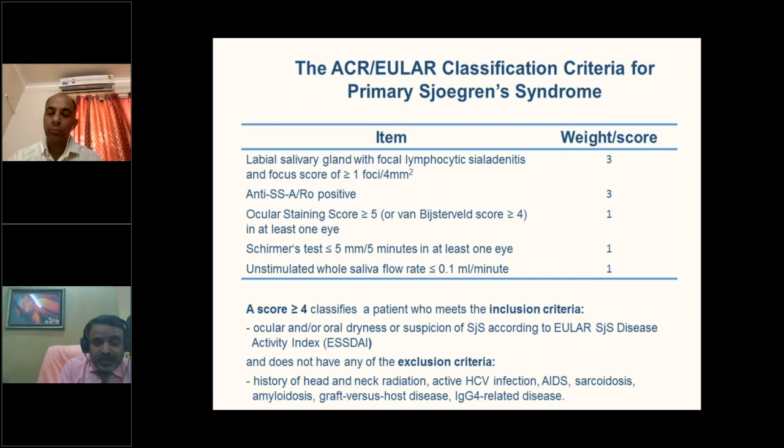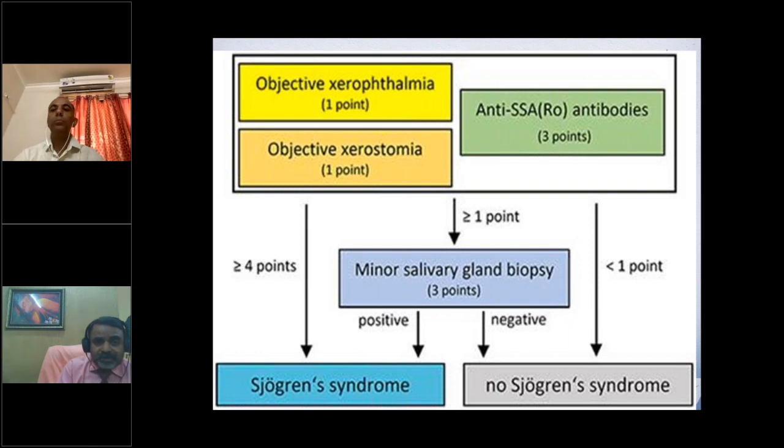Though antibodies, anti-SSA or Ro positivity, is more important. If patients have symptoms and signs of dryness along with anti-SSA Ro positivity, then there is no need of lip biopsy, and we can diagnose those patients on the basis of antibodies and clinical symptoms as primary Sjogren's syndrome. So objective xerophthalmia or objective xerostomia get 1 point each, and anti-SSA antibodies are given 3 points. If patients have these two components, then definitely it is primary Sjogren's syndrome.